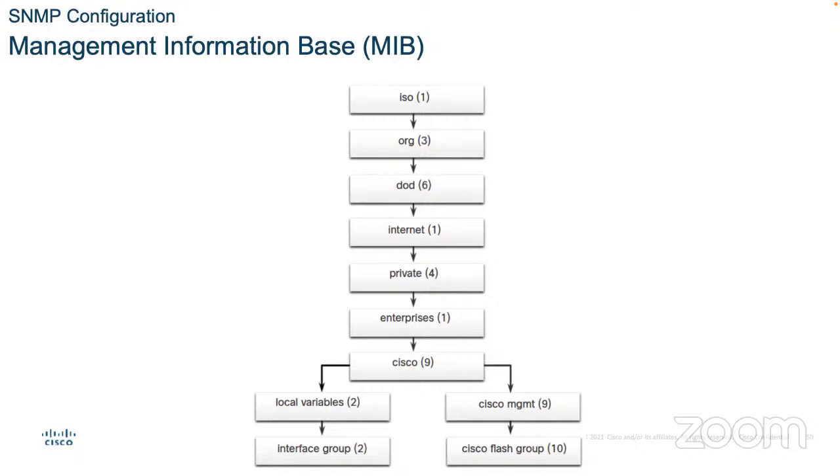So the OIDs belonging to Cisco are the .ISO, the org, DoD, Internet, Private, Enterprise, Cisco. Therefore, an OID for Cisco is 1.3.6.1.4.1.9.